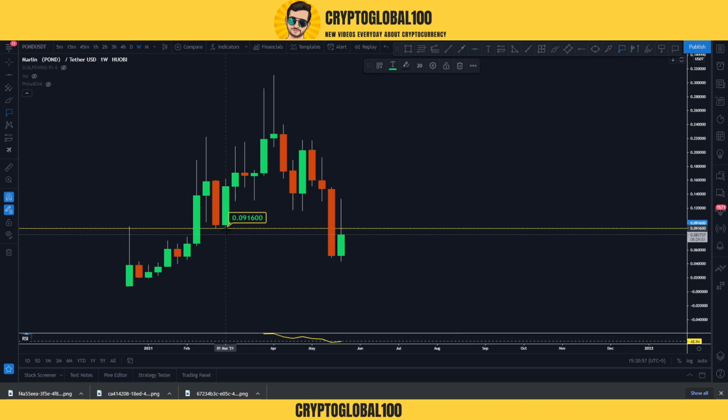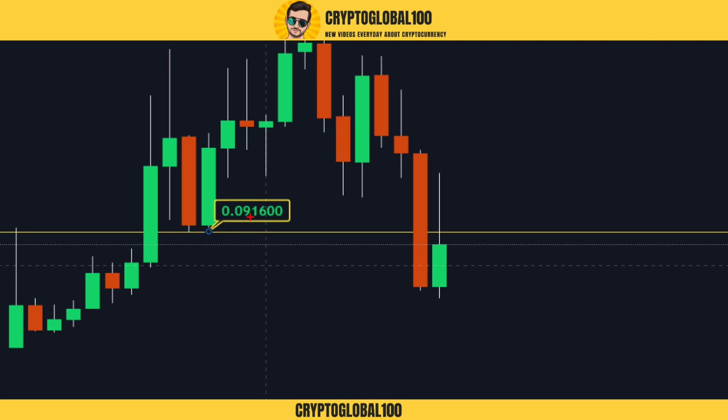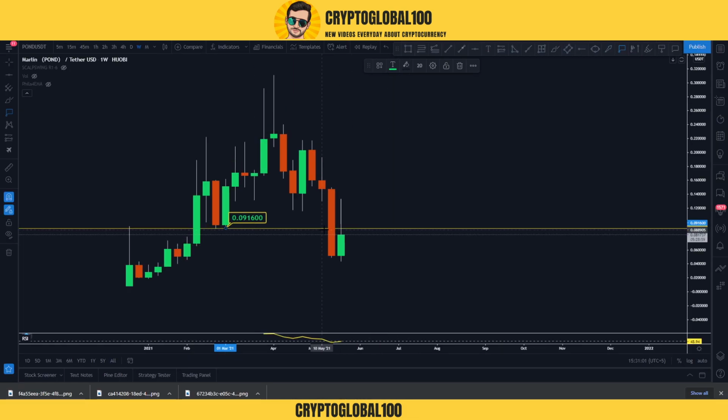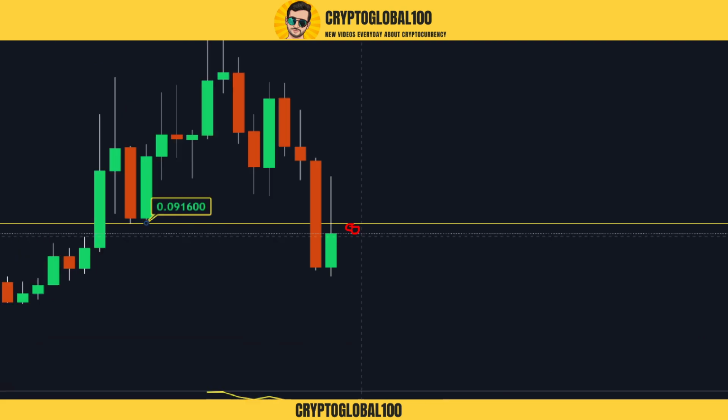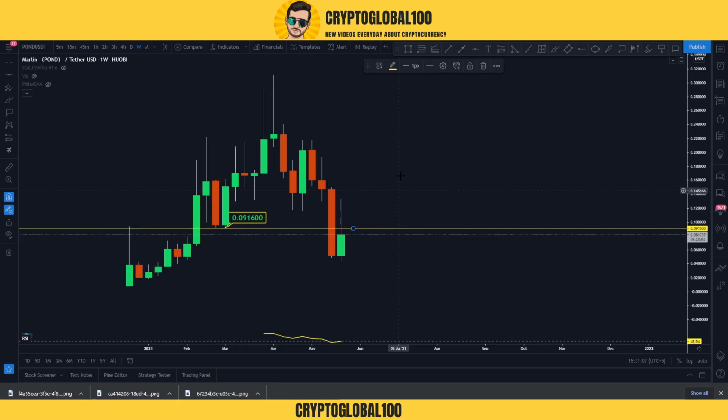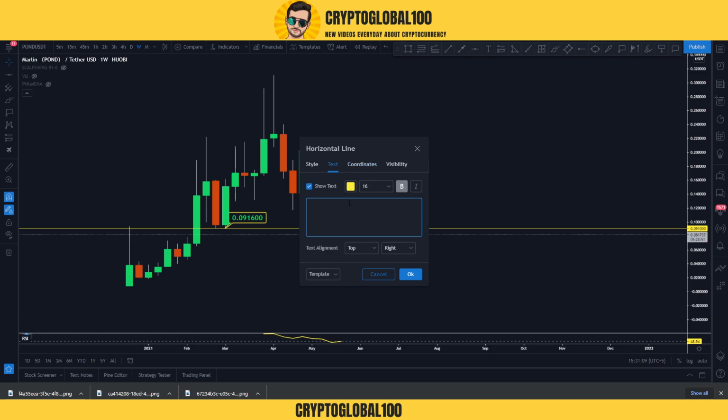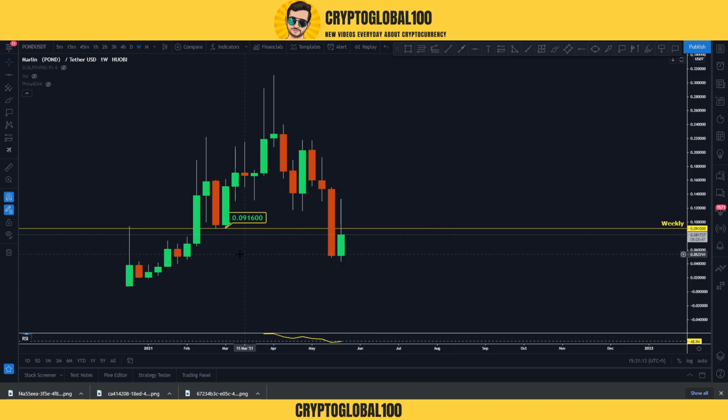I would mark this one at 0.0196 as the resistance level for now, as the price is currently below this level. And mind you, this is a weekly zone. Now I'm going to make another one. This is also a good level, and we see a couple of rejections from here.